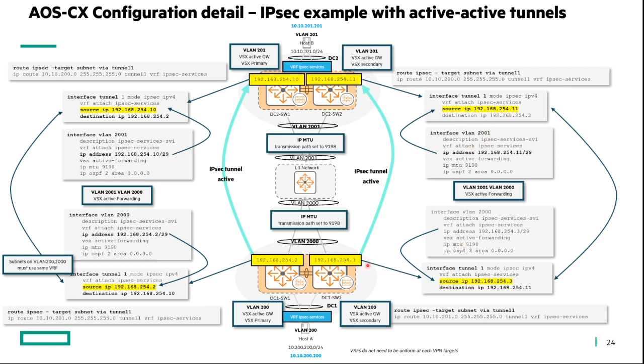And we've got our source and destination tunnel addresses, 4 different IP addresses, 2 tunnels, source and destination pair, targeting each tunnel appropriately on each switch pair at our source and destination locations.